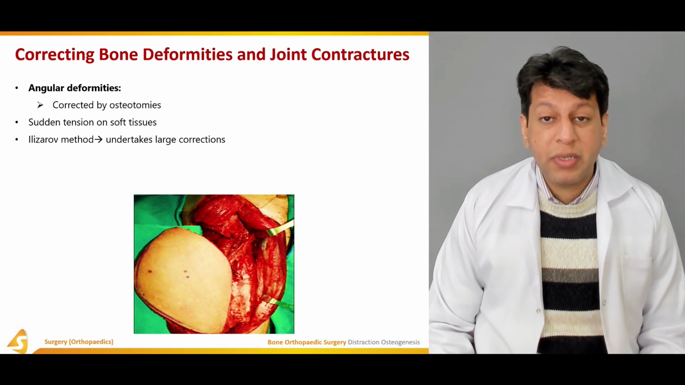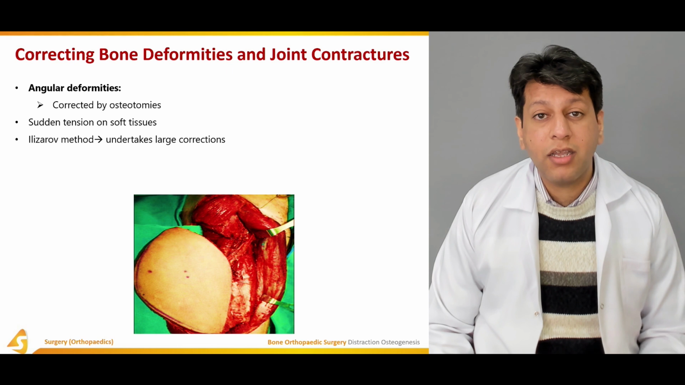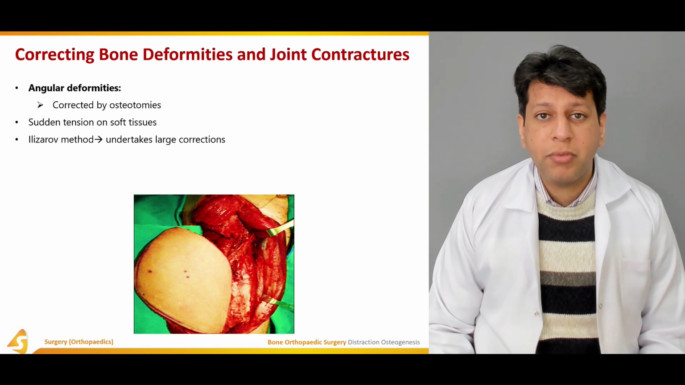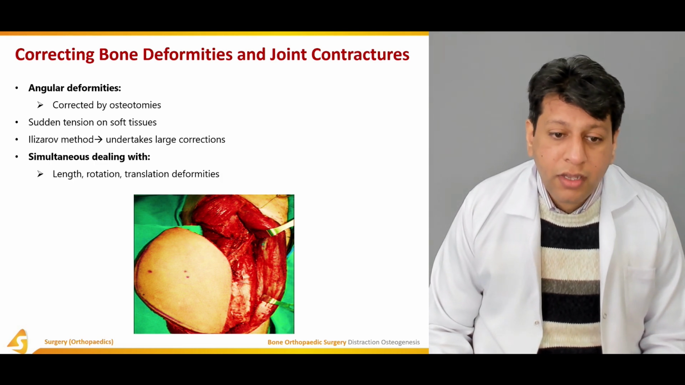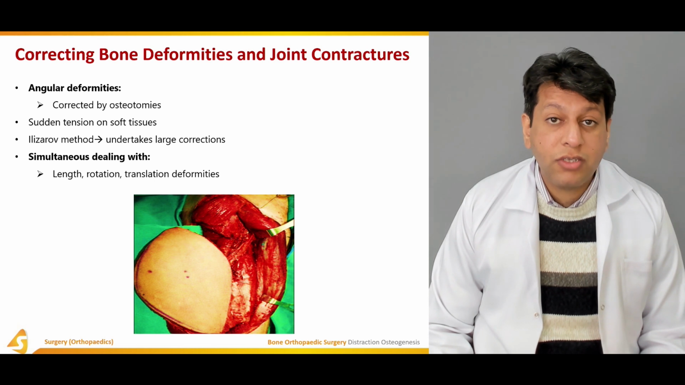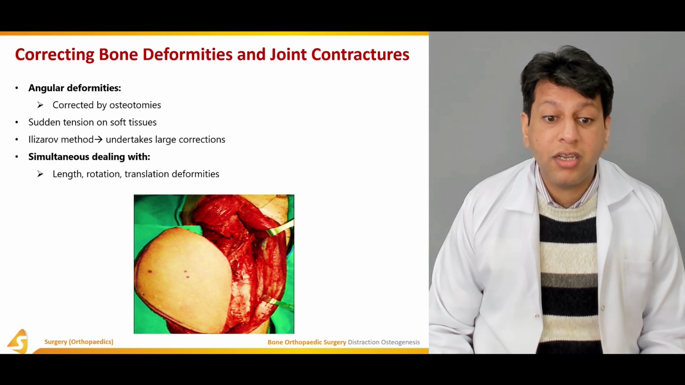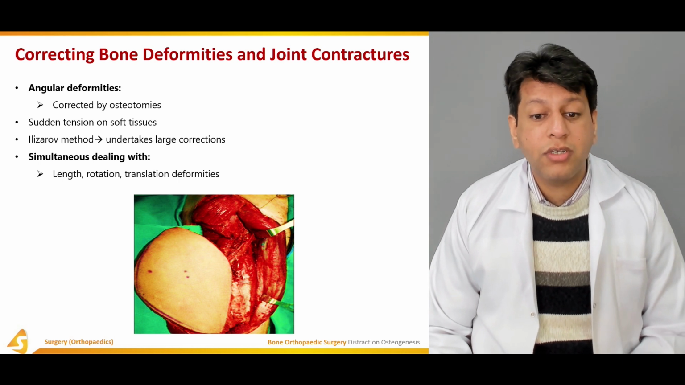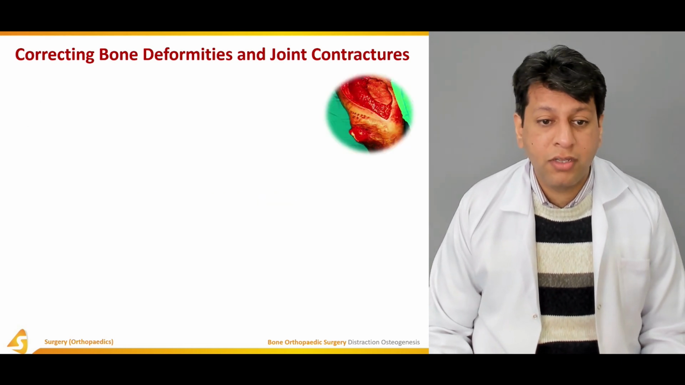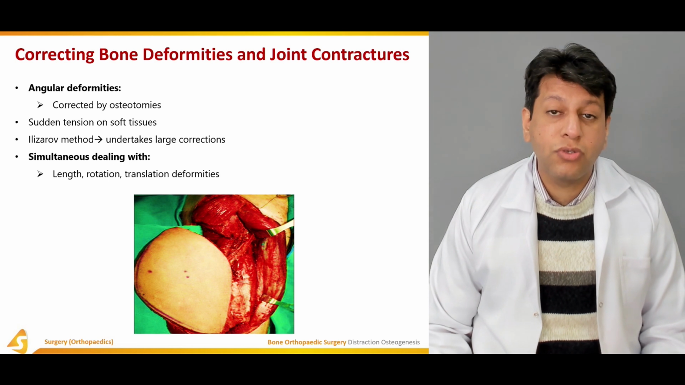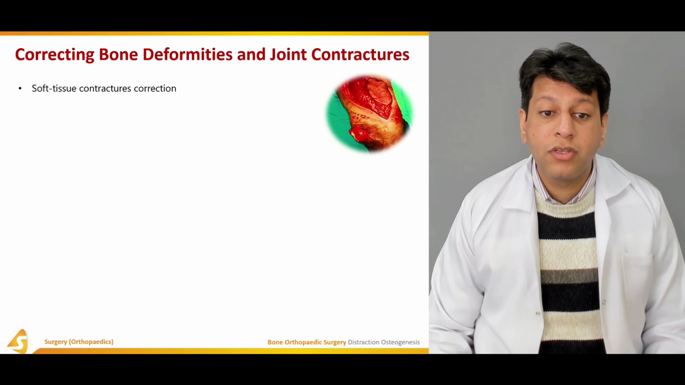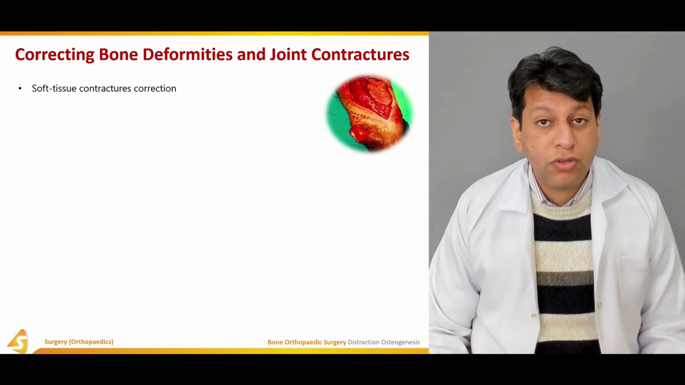Therefore, the Ilizarov method is helpful in that it can undertake large corrections as well, because it slowly or gradually corrects the deformity. Therefore, soft tissue damage is actually prevented. Another reason why it is helpful is that it's simultaneously dealing with the length of the bone, rotation, and translation deformities as well. Therefore, the first correction is usually the length, then the rotation, and then the translation deformity. So soft tissue contractures can also be corrected.